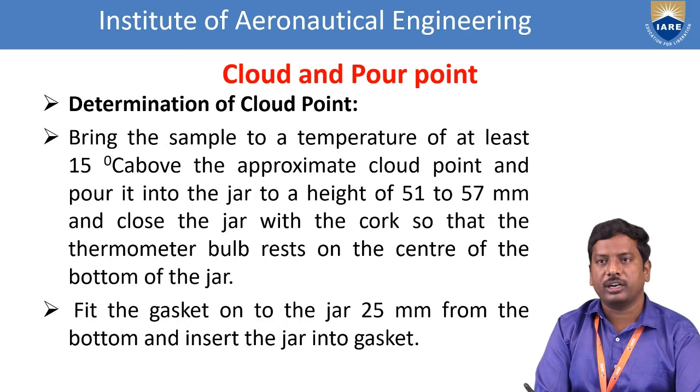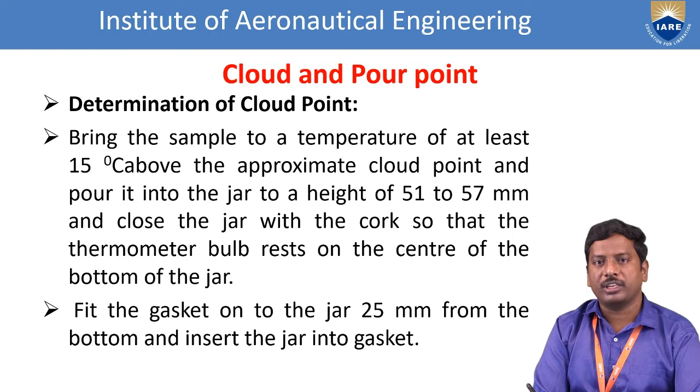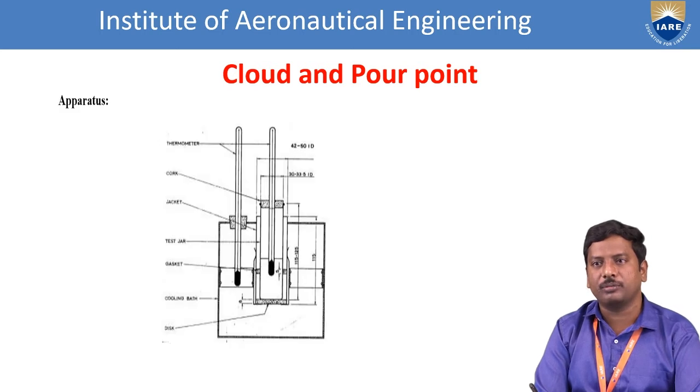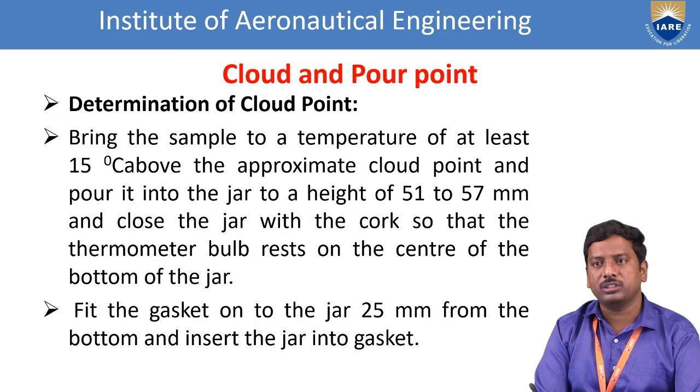Now we see how to determine the cloud and pour point by using this apparatus. First of all, we discuss the determination of the cloud point, then move to the determination of the pour point. Bring the sample to a temperature of at least 15 degrees centigrade above the approximate cloud point and pour it into the jar to a height of 51 to 57 millimeters, and close the jar with the cork so that the thermometer bulb rests on the center of the bottom of the jar.